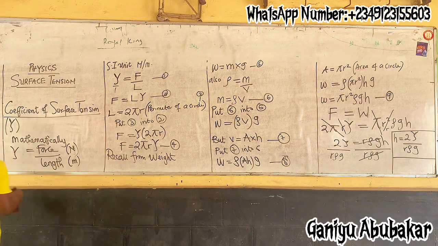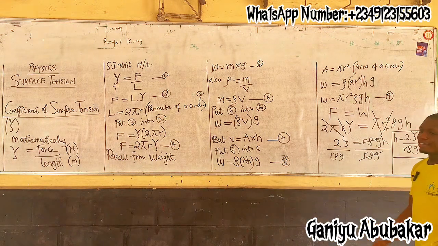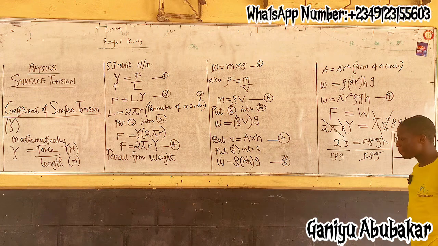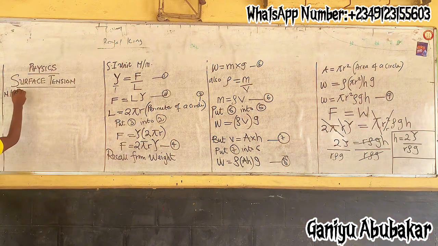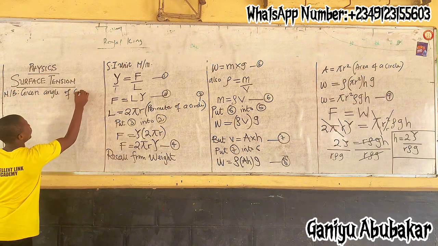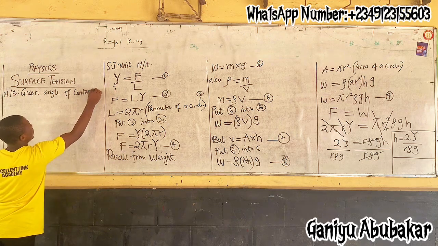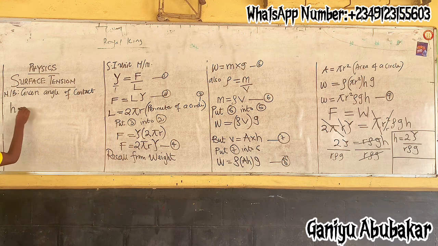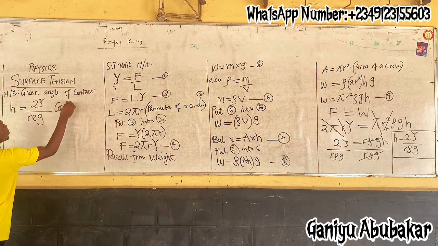Please copy down. Formula I'm looking for, please. So note this, please. Note that, given angle of contact, h equals 2 gamma over r rho g cos theta.